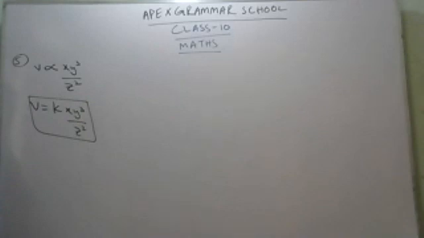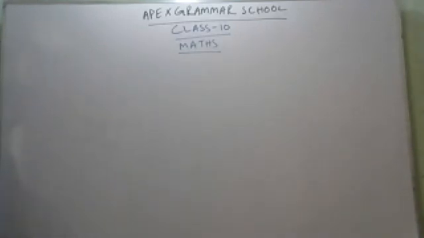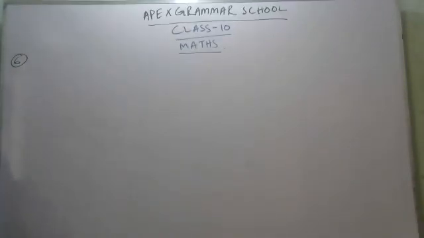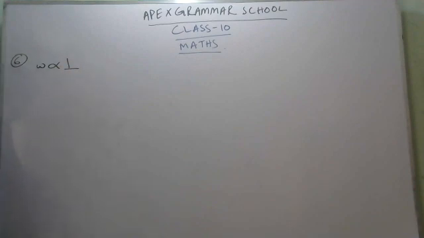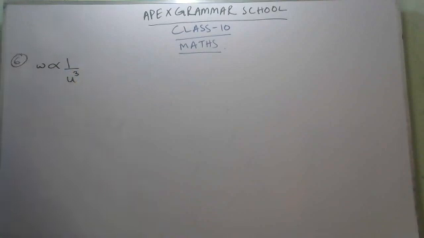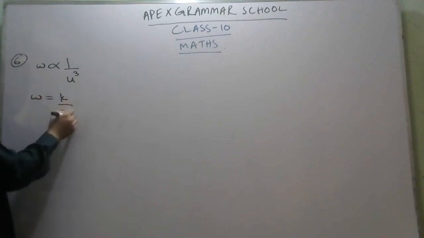Now the last question of this exercise is again the same thing. Question number 6. If W varies inversely as the cube of U, W is inversely proportional to the cube of U, that is U cube, and the rest will be the same, W and U. So W is equal to, the proportionality sign will be abolished, k over U cube.